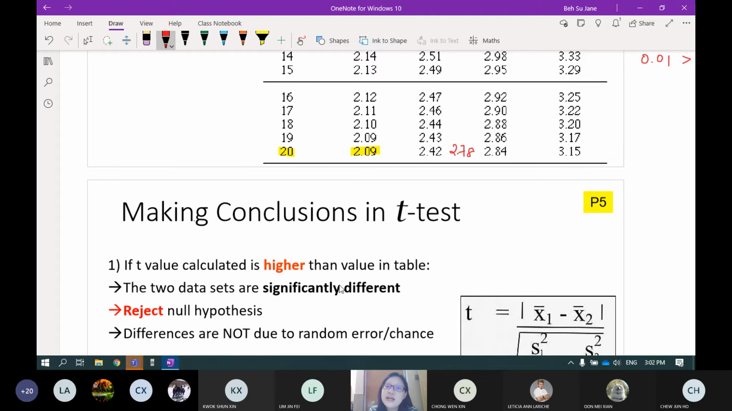The question might be, Miss, is this the same for all the stats tests? Well, for all the stats tests we learn, not out there, but the ones that we learn, as long as it's higher than the value of the table, it's significantly different. Okay, always higher than the value in the table means significantly different.